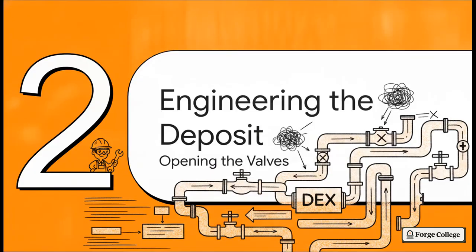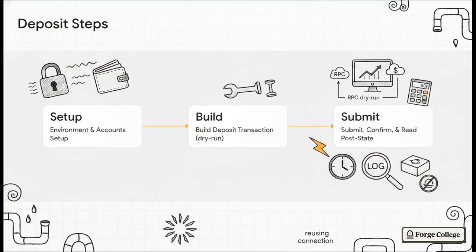Moving right along to Section 2. Engineering the deposit. Opening the valves. Picture yourself as an apprentice engineer assembling your very first high-tech fluid dynamic system. Here is exactly how we tighten the bolts to open a position. Step 1, environment and account setup. Step 2, build the deposit transaction, and always do a dry run first so you don't waste precious compute. Step 3, submit, confirm, and read post-state.